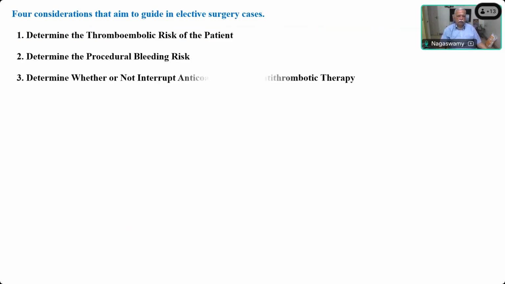Okay? And the 4 considerations that aim to guide elective surgical cases are: determine the thromboembolic risk, that is the first and foremost, because these drugs are administered to prevent a thrombus; determine the procedural bleeding risk; determine whether or not to interrupt the anticoagulation or antithrombotic therapy; and determine whether or not bridging anticoagulation is needed. So these are the 4 things that you have to keep in mind.